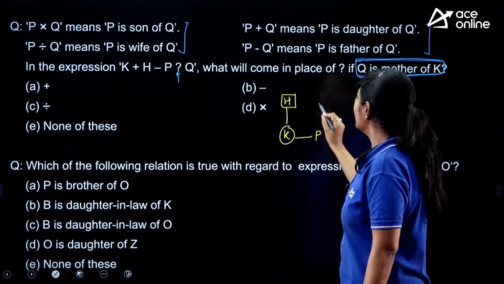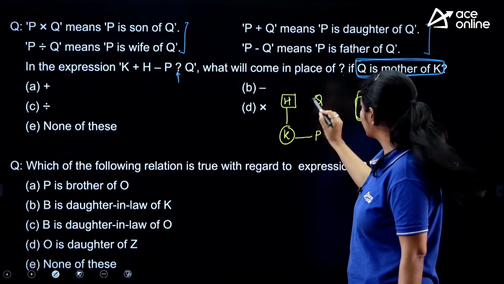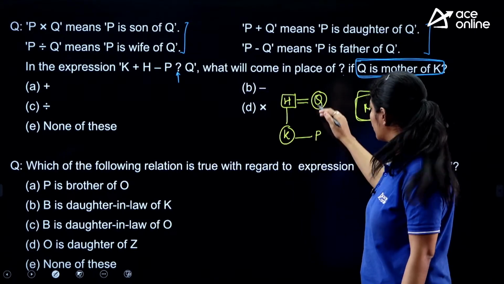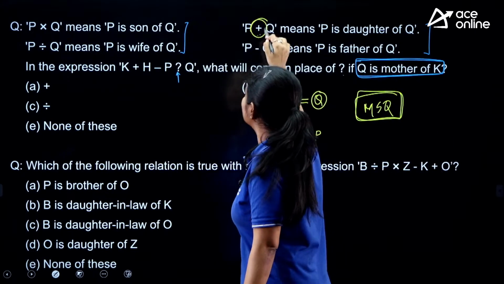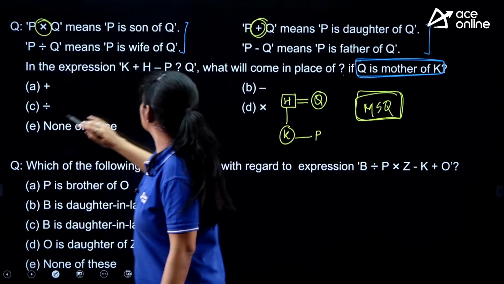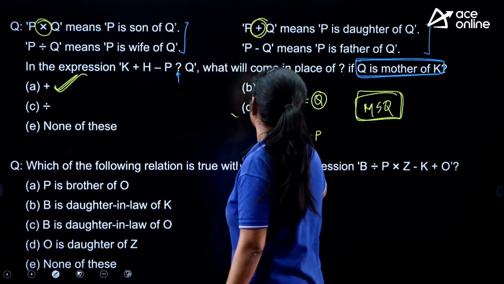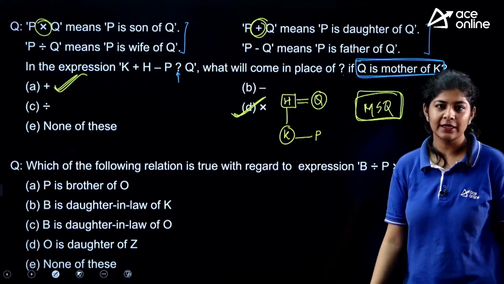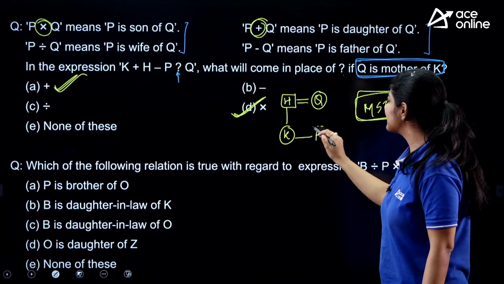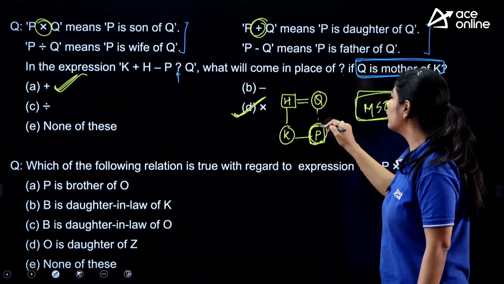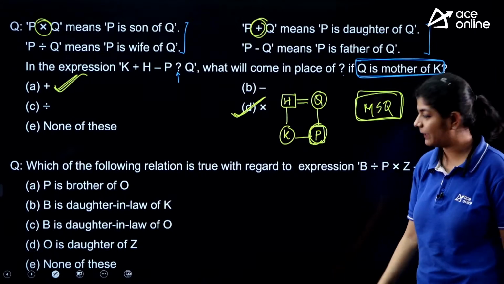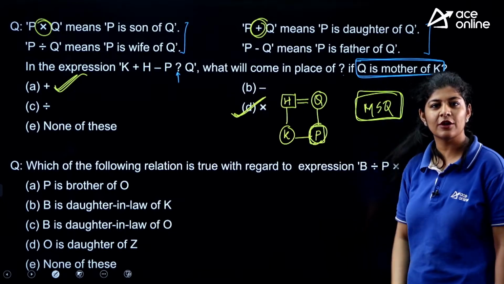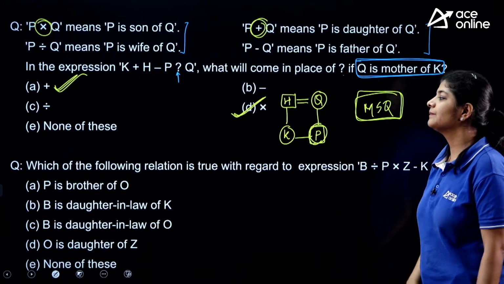Now, if we want Q to be a mother of K, that means P is either a son or daughter of Q. So we have daughter and son. That means option A and option D are both correct. It doesn't matter whether P is a son or daughter, in both cases Q is a mother of P, and if K and P are siblings, ultimately Q is a mother of K as well, right? Next one.